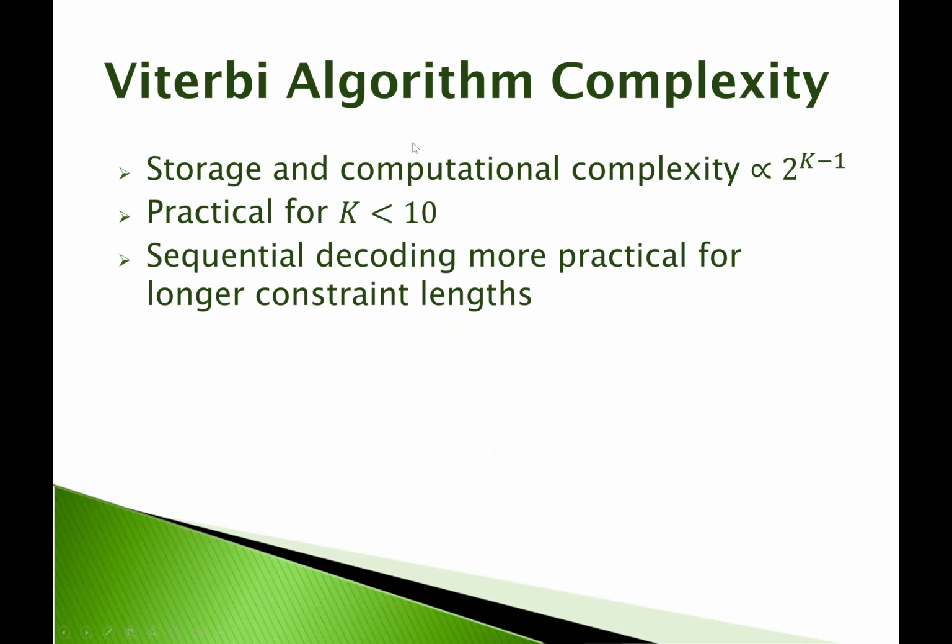All right, so our storage and computational complexity is proportional to 2 to the k minus 1. So the more memory you have, the more states you've got to keep track of, the more paths you need to keep track of. But it's still pretty advantageous and practical for constraint lengths less than 10.